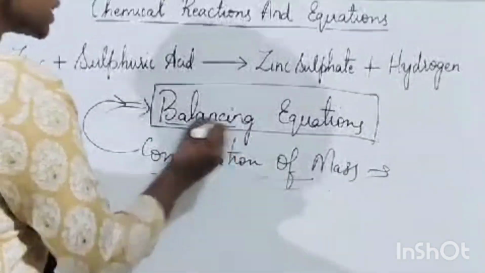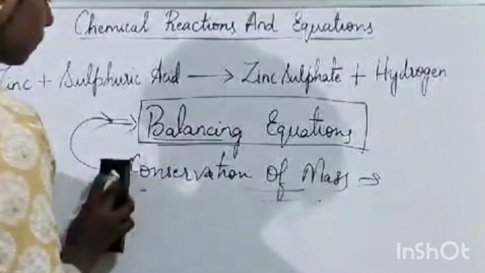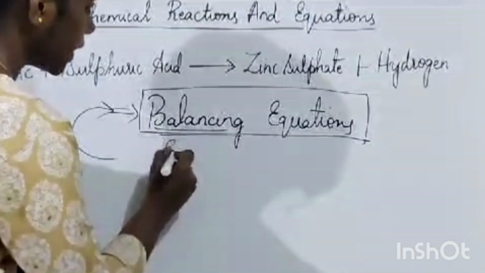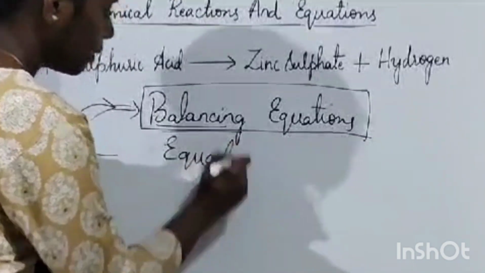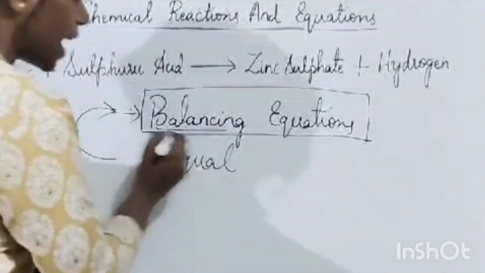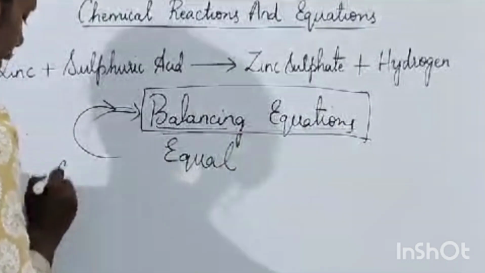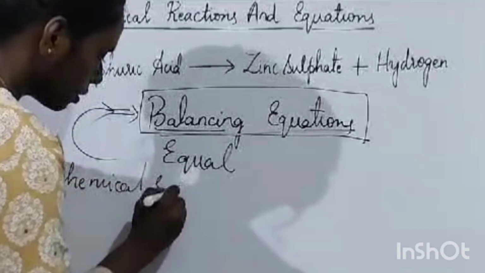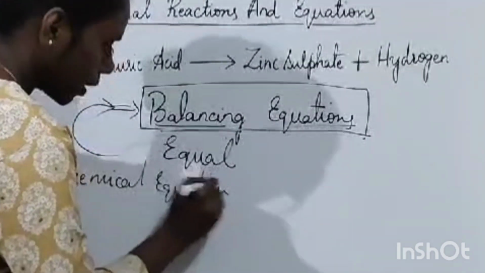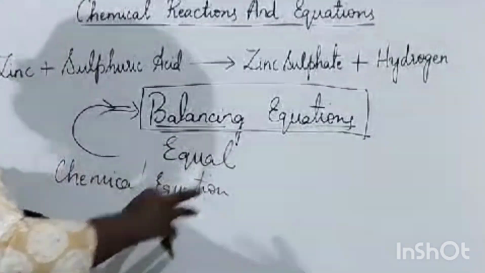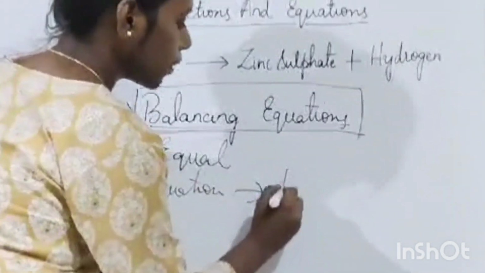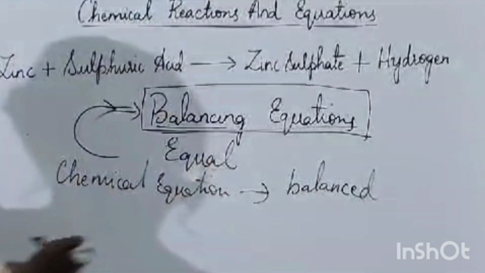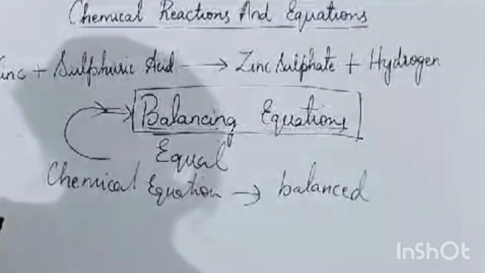So the word balancing means equal. Balancing equation says that a chemical equation will always be balanced. A chemical equation will always be balanced. So in what way is a chemical equation balanced?